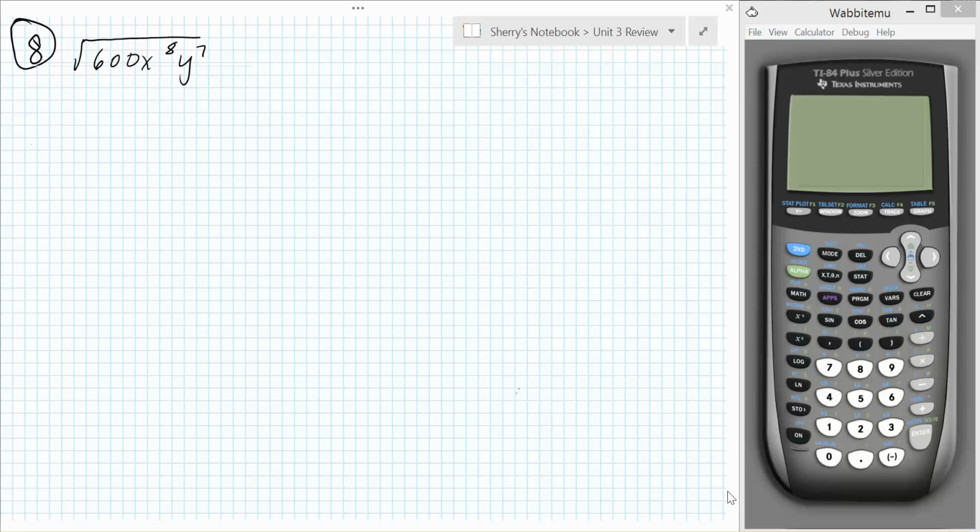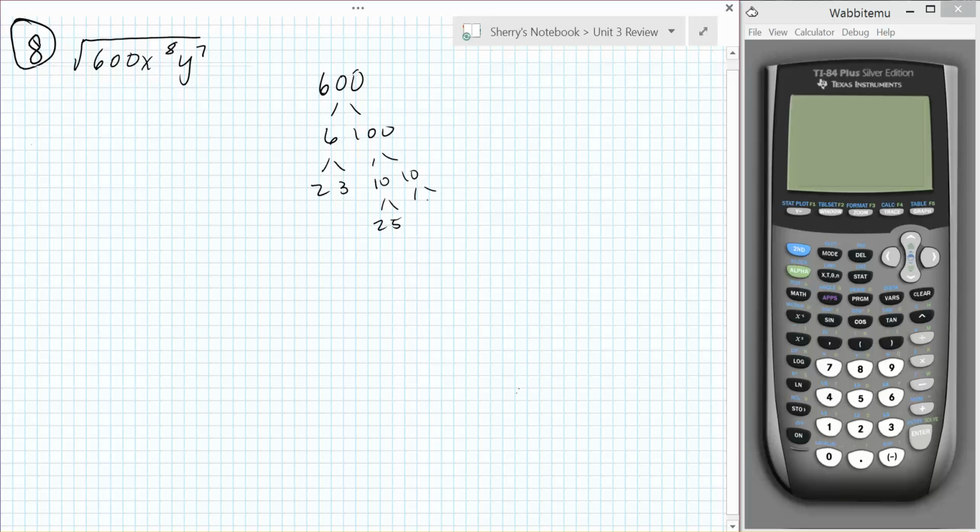So in question number 8 on the review, we want to simplify the radical 600 x to the 8th, y to the 7th. Keep in mind when we're simplifying square roots, we're always looking for pairs of things. So if we start with 600, for example, we can say, well, that's 6 times 100, 6 is 2 times 3, 100 is 10 times 10, which is 2 times 5, and 2 times 5.